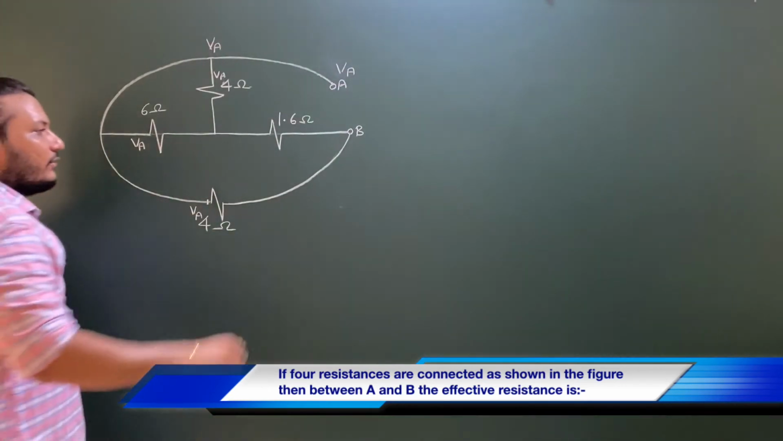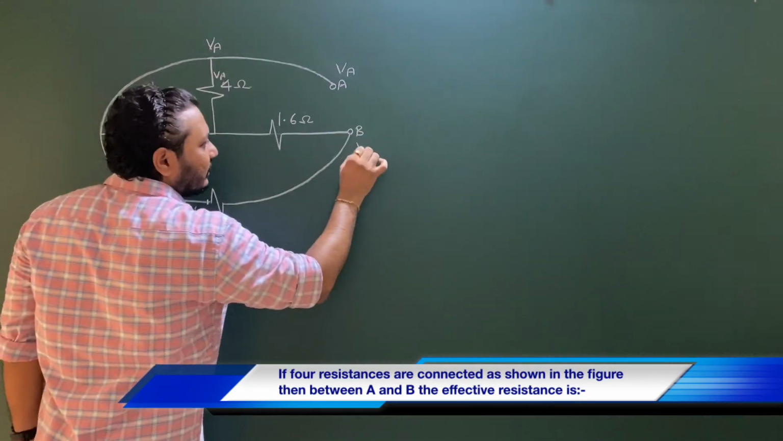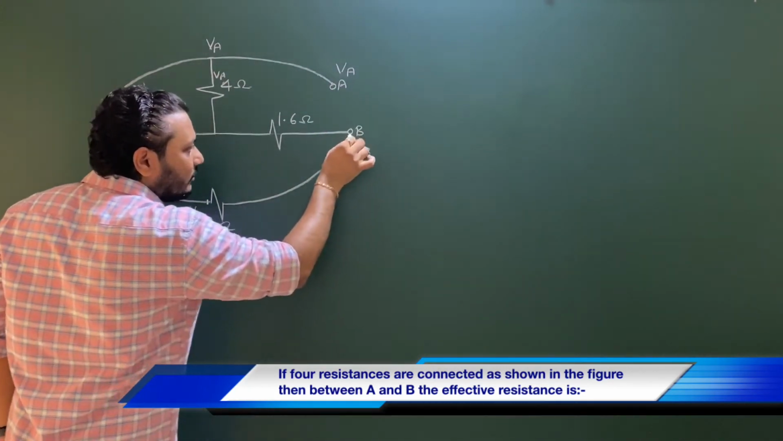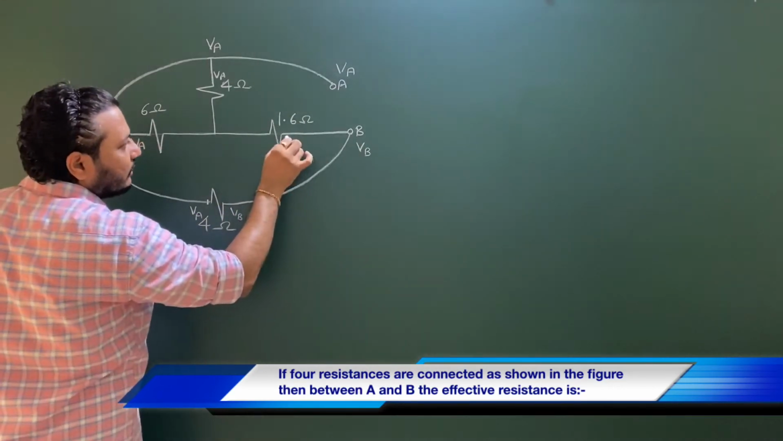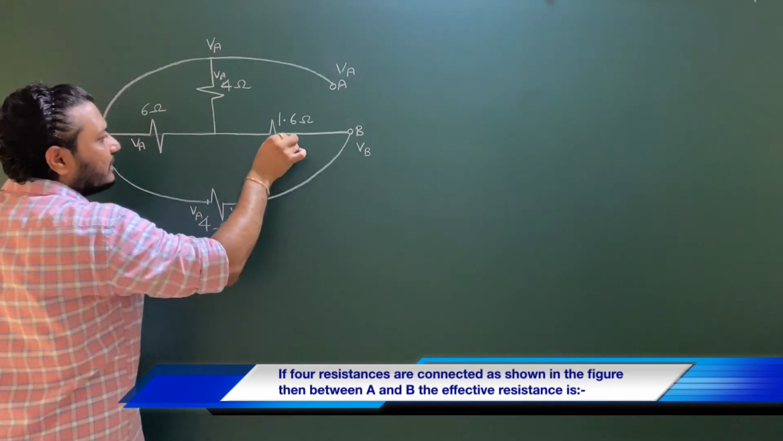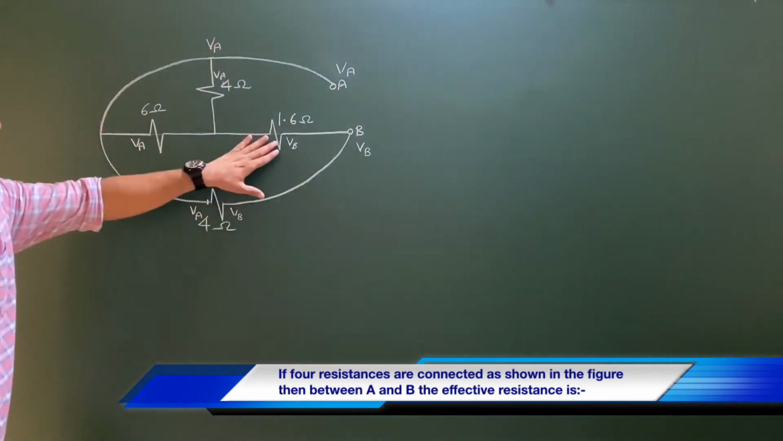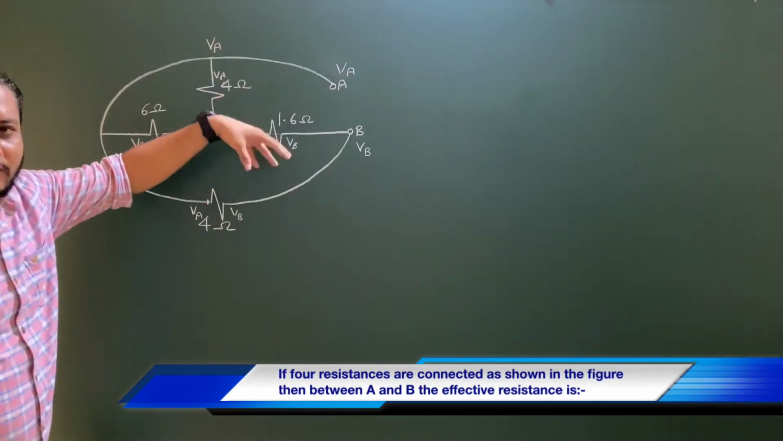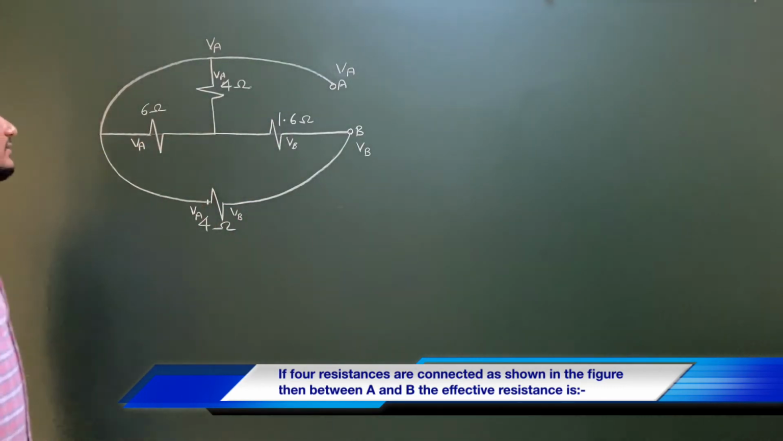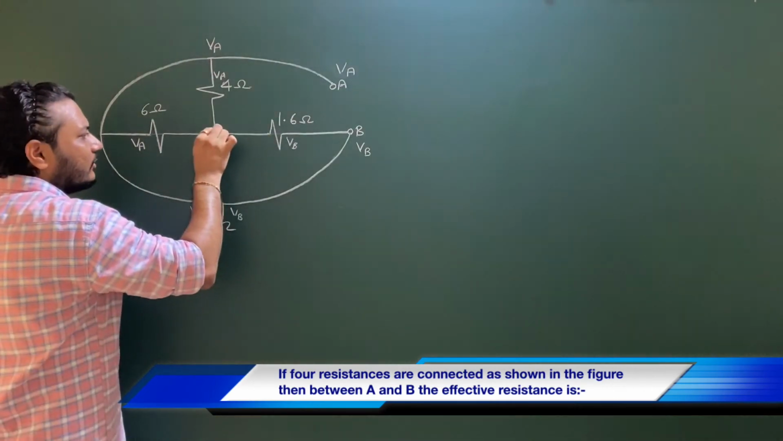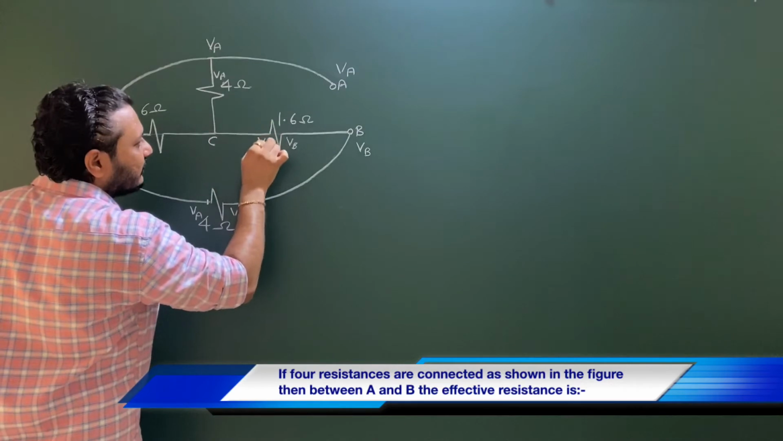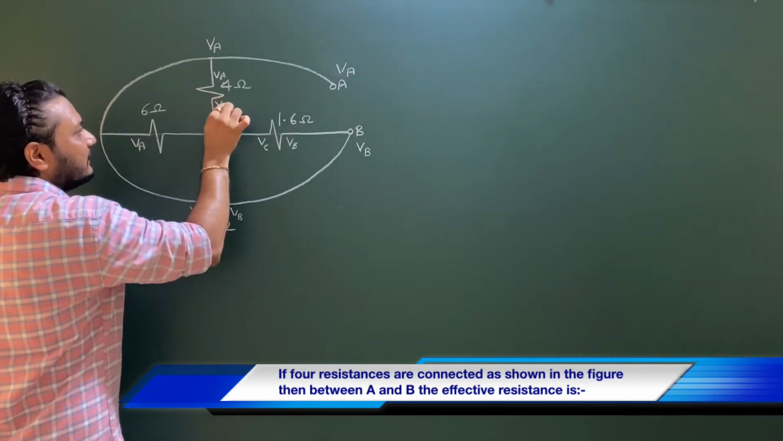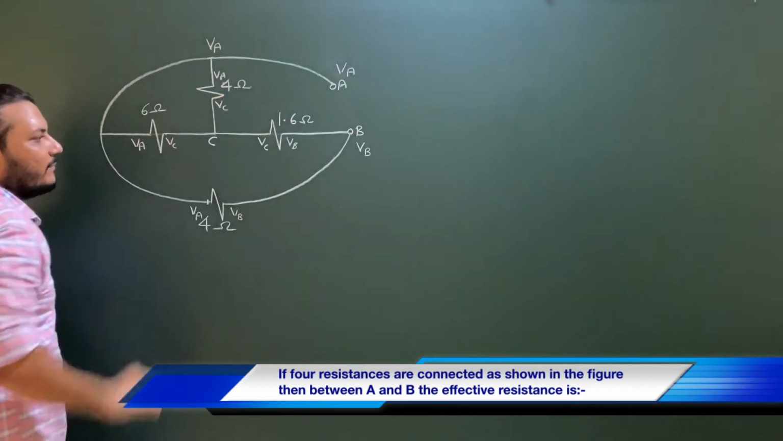Now if you talk about this point, here let us say the potential is VB. So up to here the potential will be VB. From here to here the potential will be VB. Immediately after this resistance, we don't know what the potential is. There will be some drop. So let us call this point C, and the potential here is VC. Here it becomes VC, here it becomes VC.